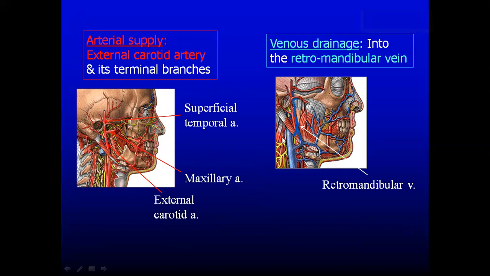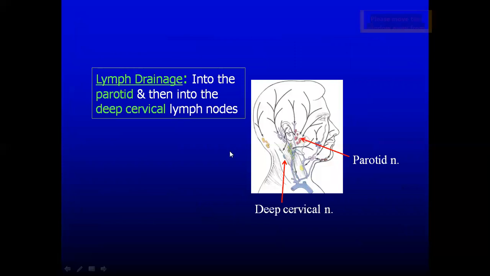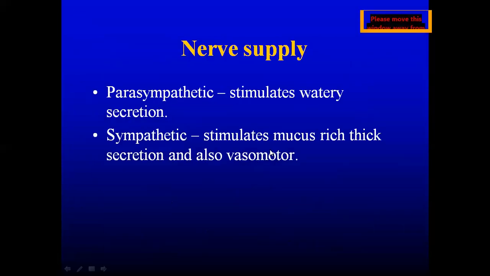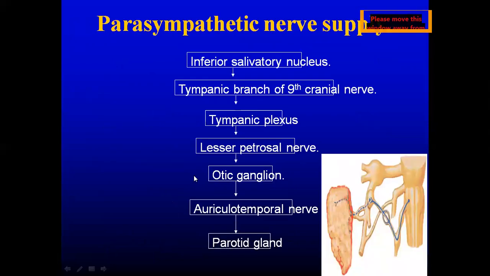Venous drainage: it drains into the retromandibular vein. Lymphatic drainage goes into the parotid group of lymph nodes and then into the deep cervical group of lymph nodes. Nerve supply: parasympathetic stimulates watery secretions and sympathetic stimulates mucus-rich thick secretion, and it is also vasomotor.